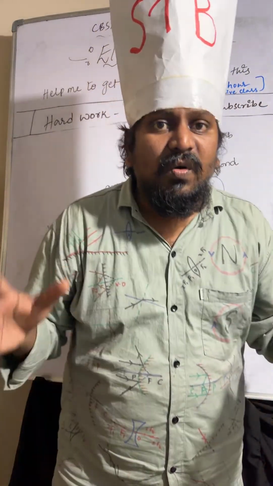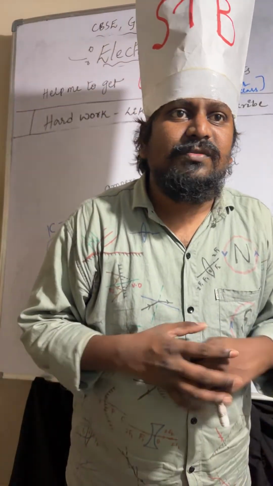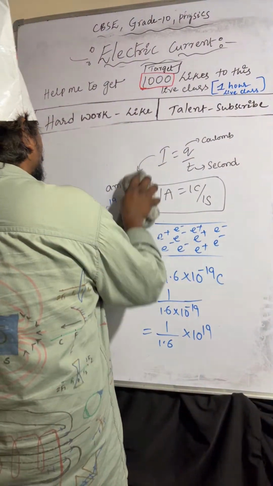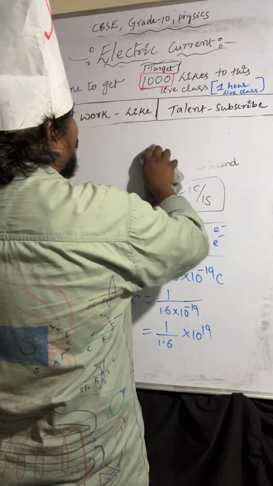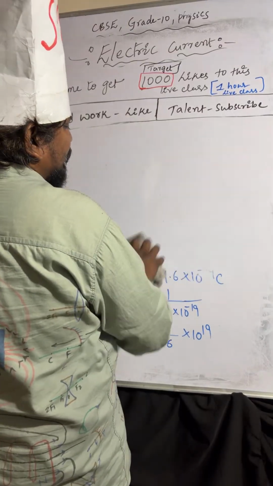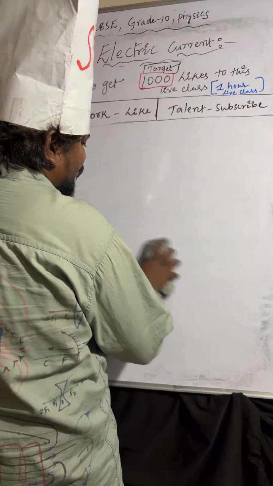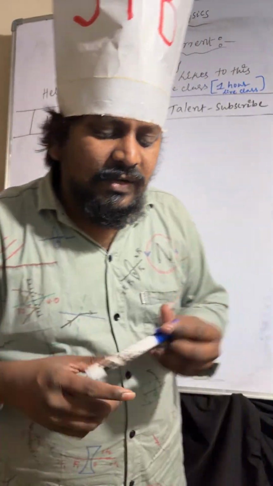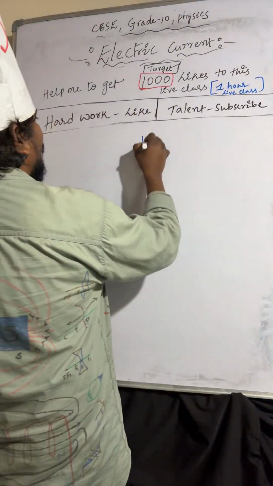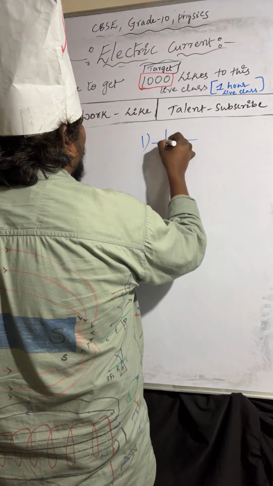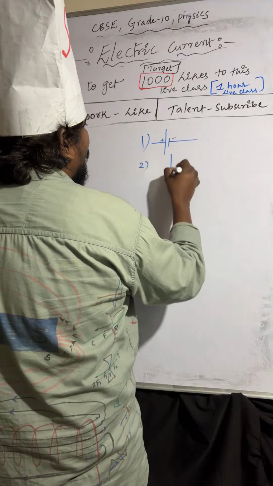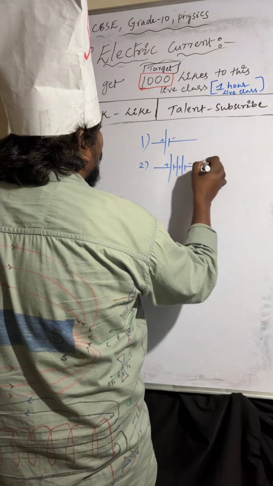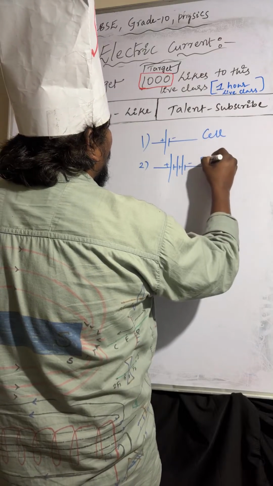These are the points. Now, electrical elements. What are those electrical elements? Now we'll discuss them. First one is the cell, the electrical cell. That is one positive terminal, another one is negative terminal. Coming to the battery, this is the battery. Positive terminal, negative terminal, positive terminal, negative terminal: cell, battery.